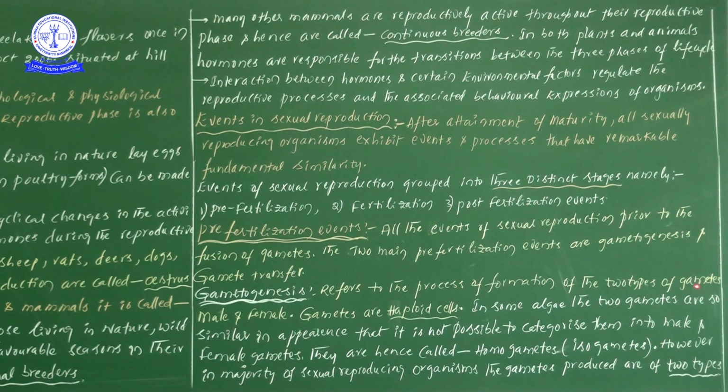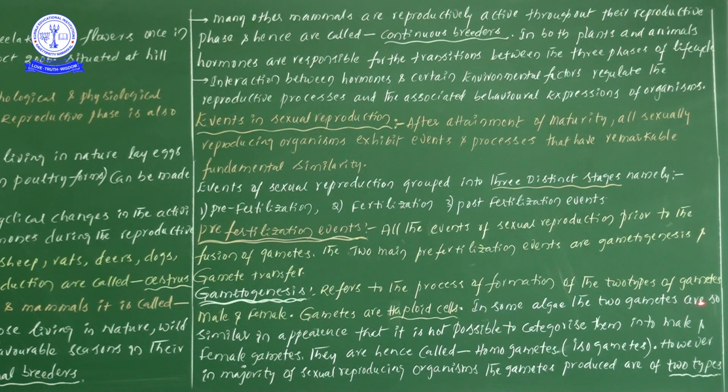These two types of gametes are morphologically not similar, so definitely a difference is there. Because of the difference only we call them two types. Suppose there is no difference, we would write only one type. So the two different types of gametes are male and female gametes. The main important point here is that these gametes are haploid cells. These haploid cells have only a single set of chromosomes. Only one set of chromosomes is present, so such cells we call haploid cells.